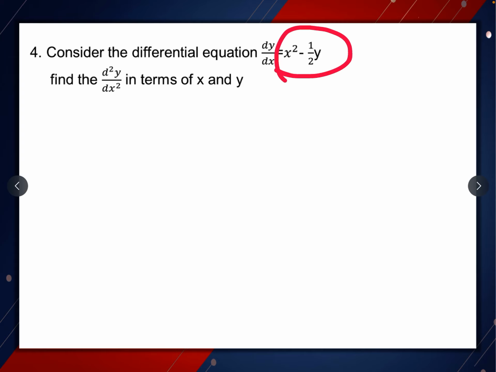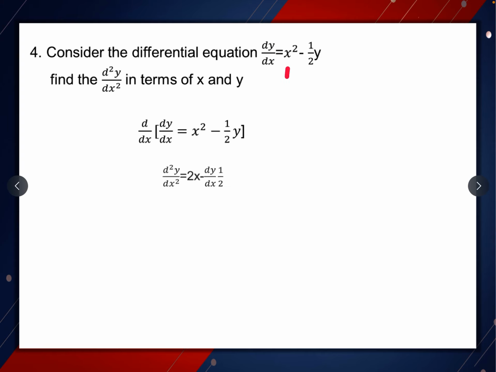Next question. Consider the equation. Find the second derivative. It means we need to find the derivative of (x squared minus 1) over 2y. It is very simple. x squared will become 2x, and 1 over 2y will become dy/dx times 1 over 2.